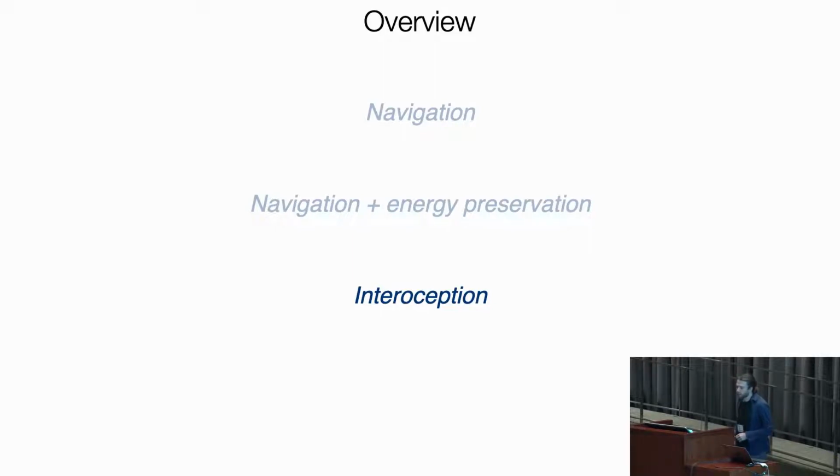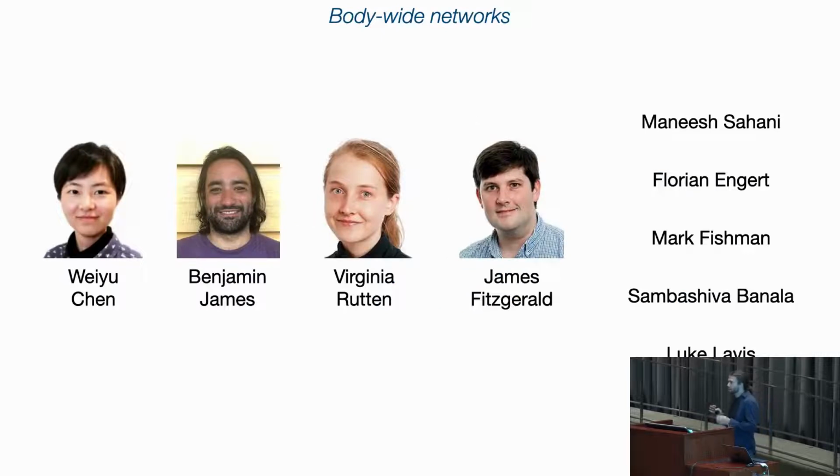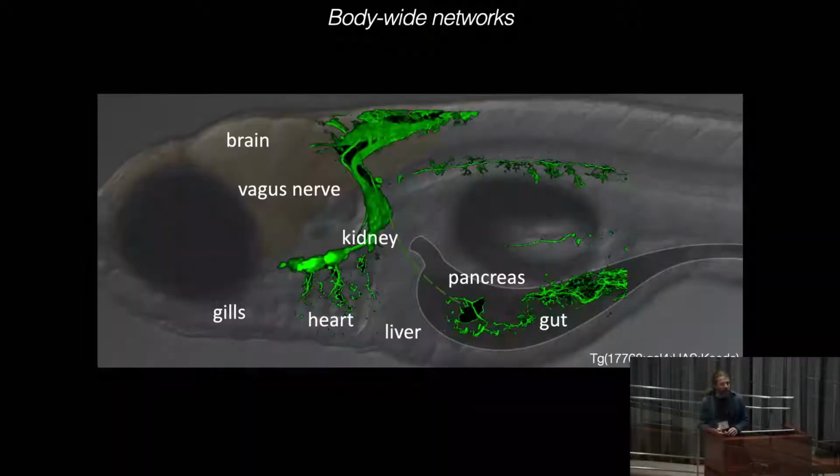The part of this work I'm going to show you is by Wei-Yu Chen, Benjamin James, Virginia Ruth, and James Fitzgerald, and also collaborators Manish Sahani, Florian Engert, Mark Fishman, Samba Shiva Banana, and Luke Davis. This is all preliminary and unpublished.